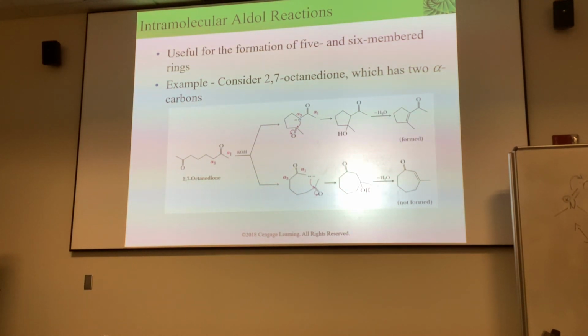And in this case, they used KOH, so they did a base catalyzed aldol reaction. And if you deprotonate alpha 3, then you end up attacking right there, and you get a nice 5-membered ring. And then you dehydrate, and you get a nice 5-membered ring with a double bond. And if you were to deprotonate alpha 1, then you would take from here and attack. You would get a 7-membered ring, right?